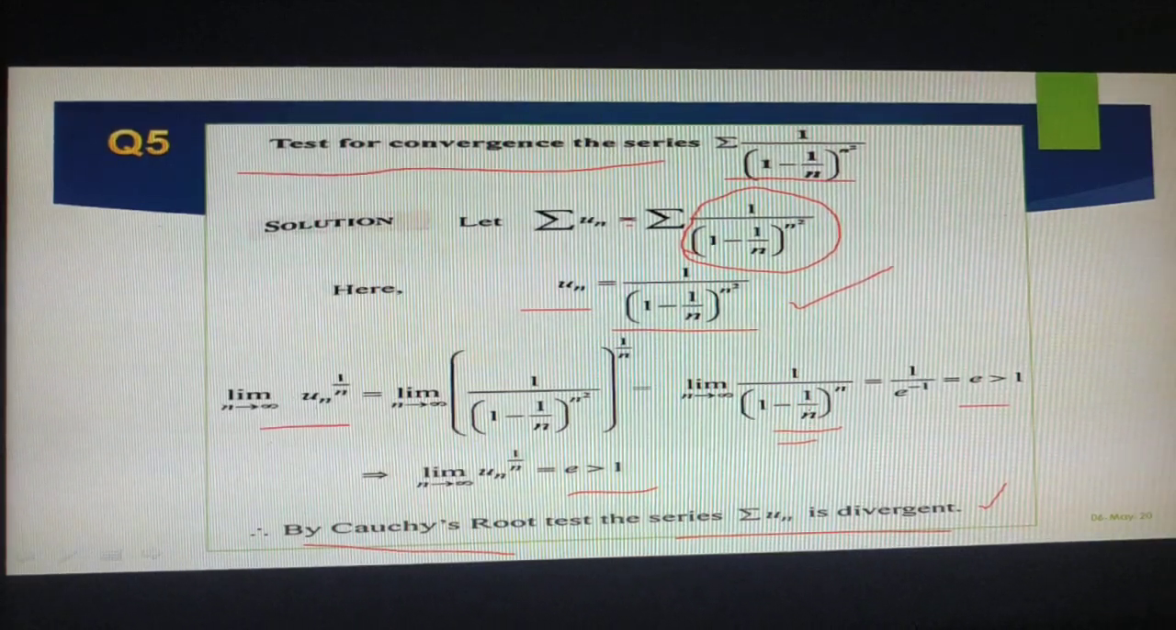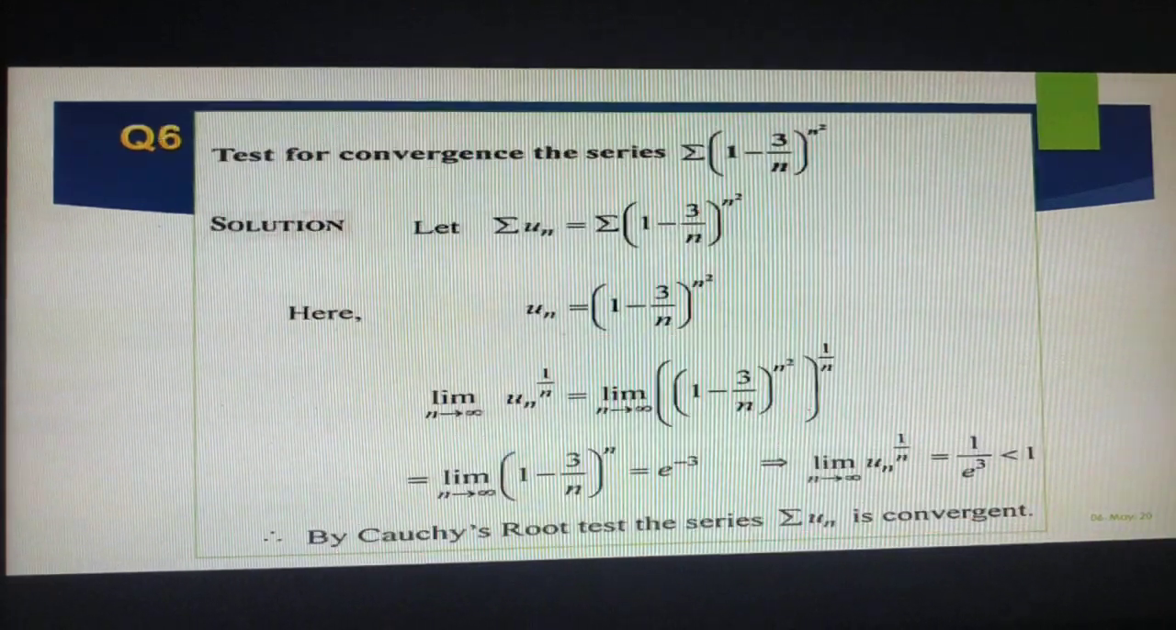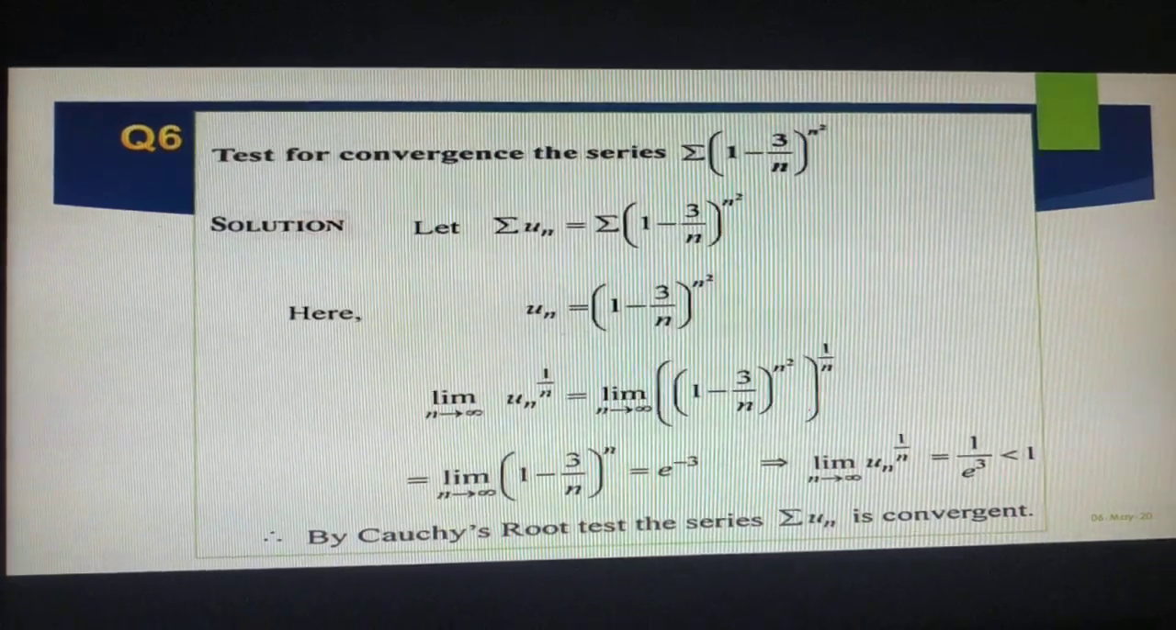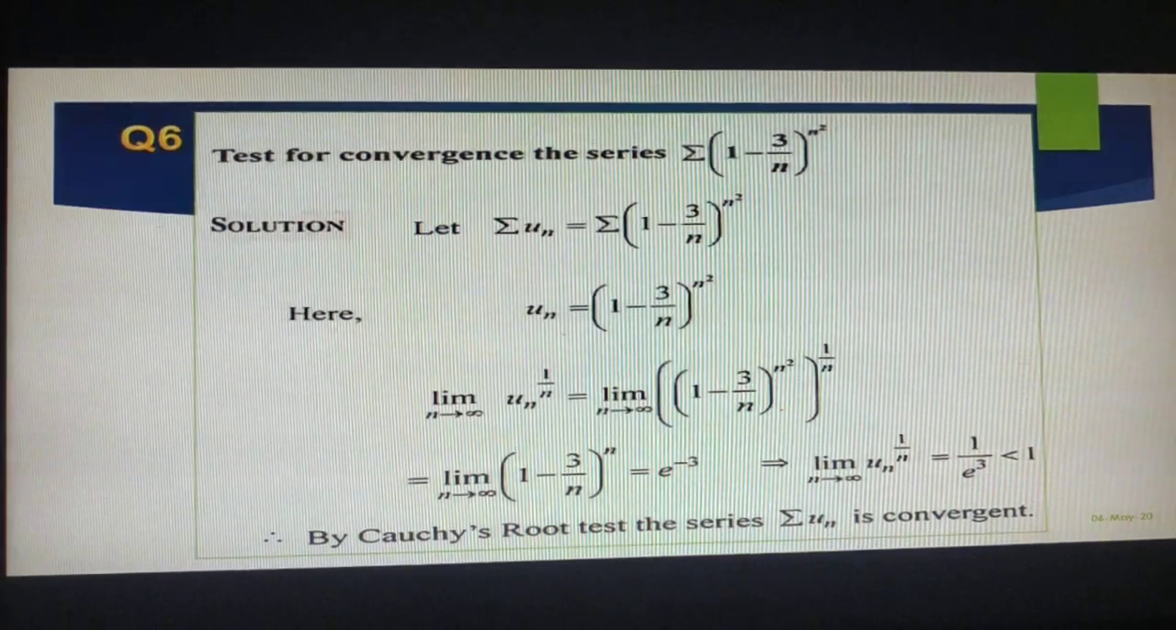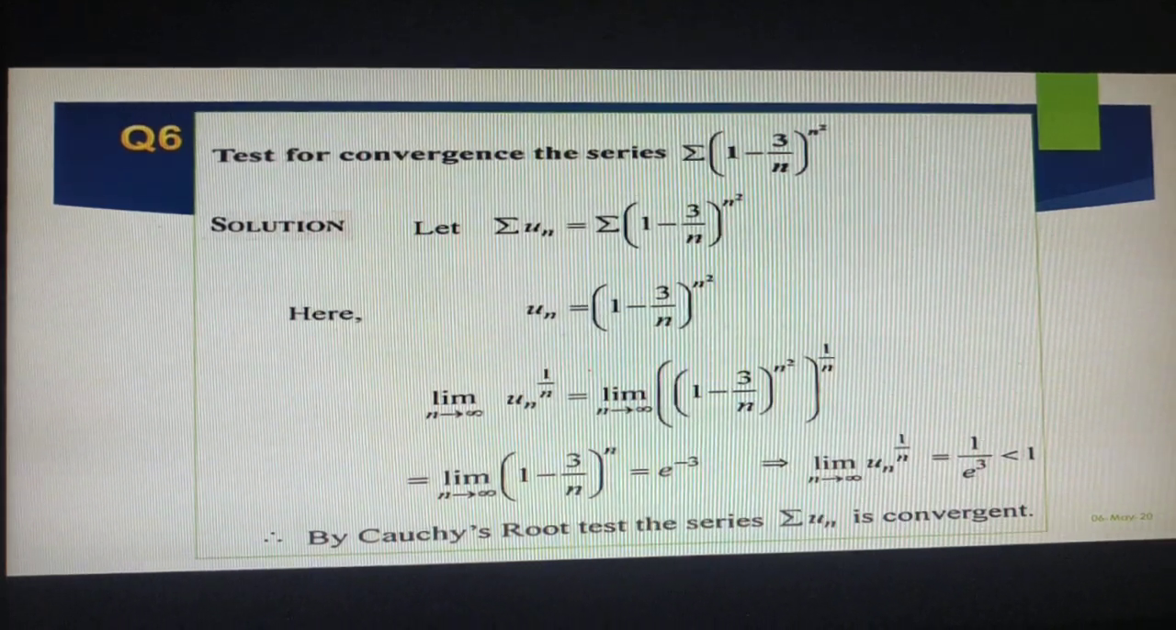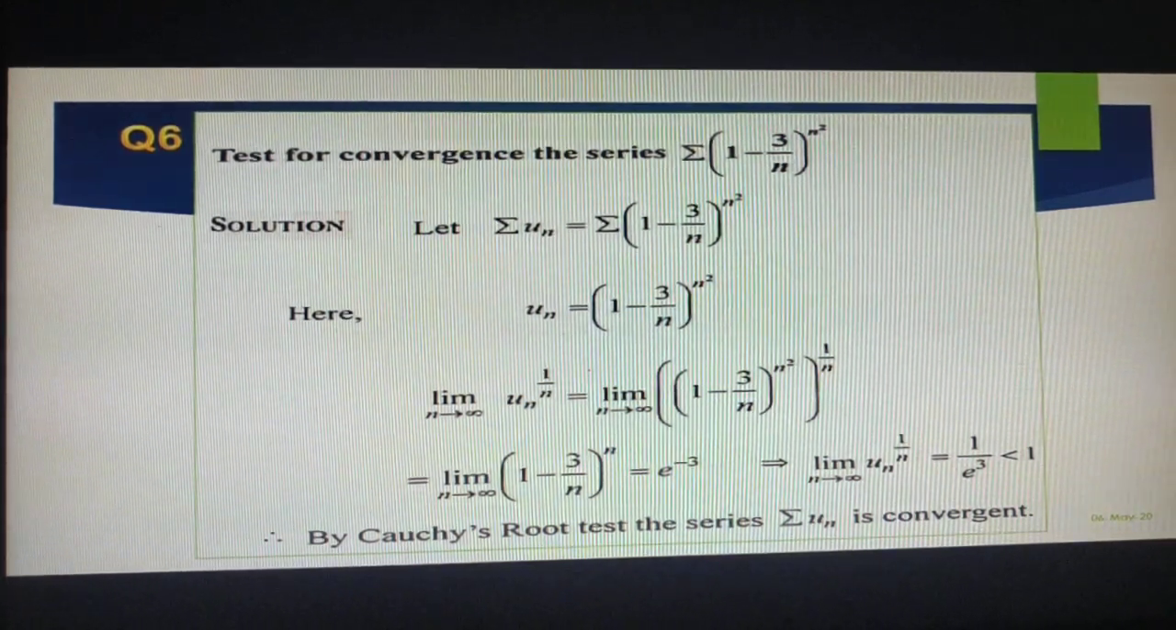Usually your problems may be either converging or diverging. In some cases, if you get the limit equal to 1, then that particular test is not suitable to test the given series. So the test fails when the limit is equal to 1 for Cauchy's test.